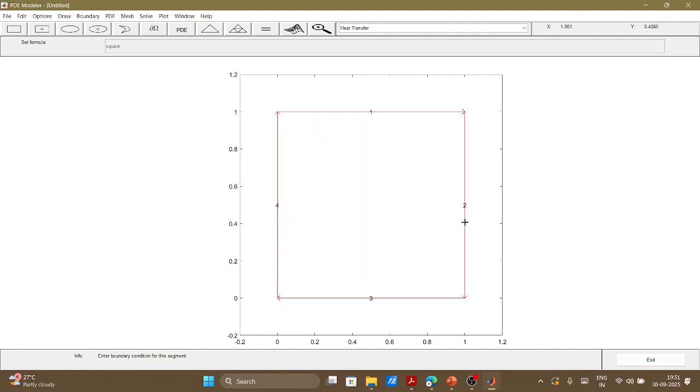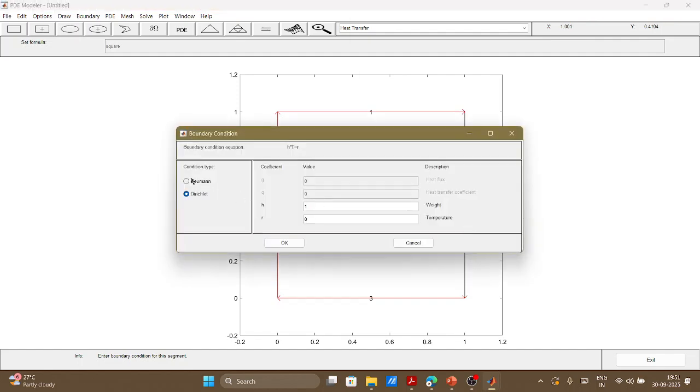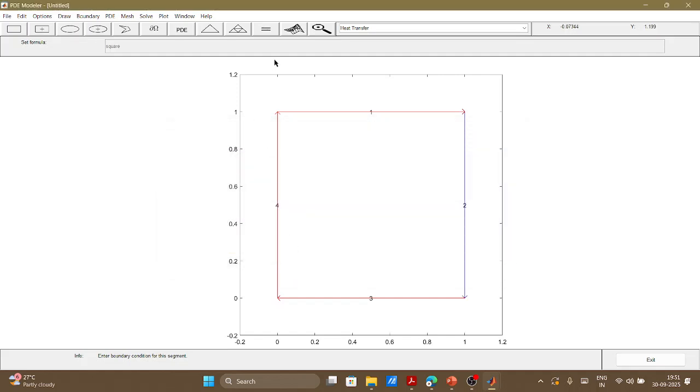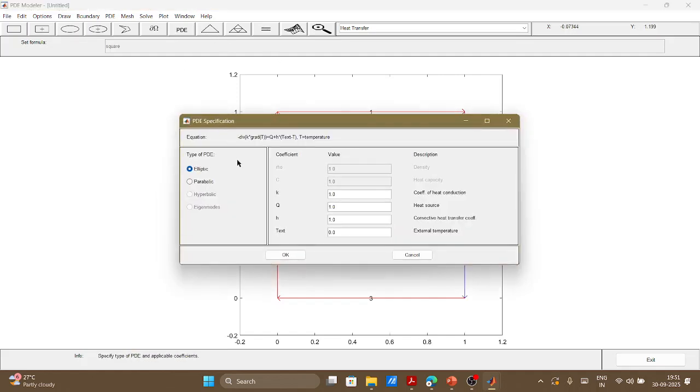And the right-hand side, I have the derivative-based Neumann condition. So here my gradient is 0. So the Q value is 0, and the G value will define the value of my gradient T times the conductivity. So the heat flux at the end will be 0 since it's insulated, so that's why G is equal to 0. Now go to the PDE solver.